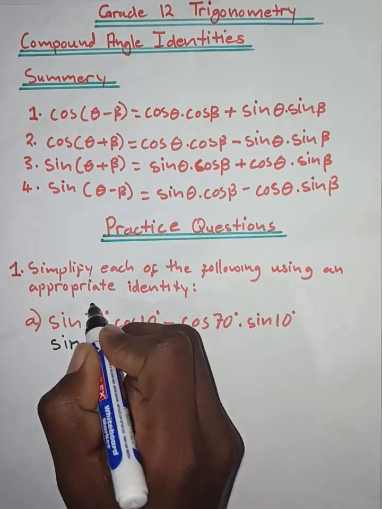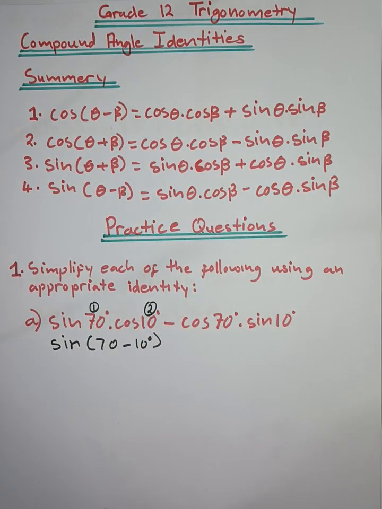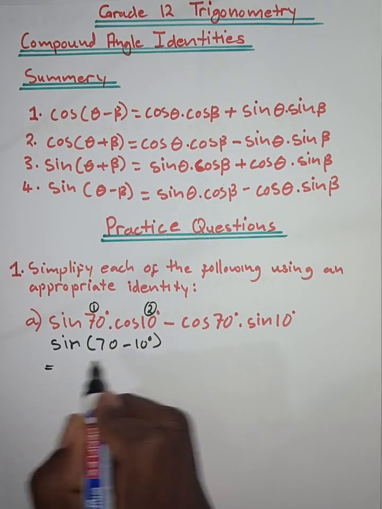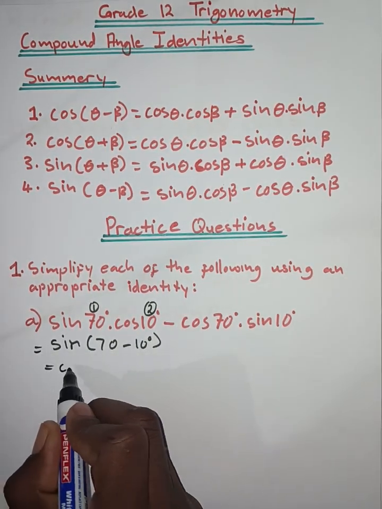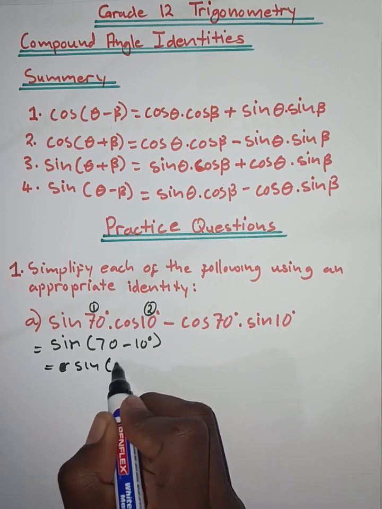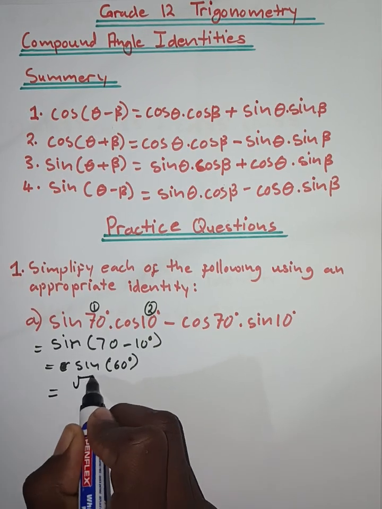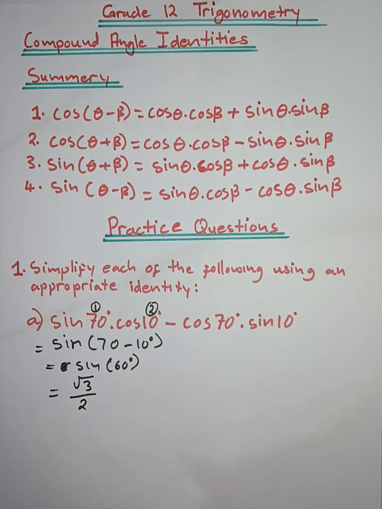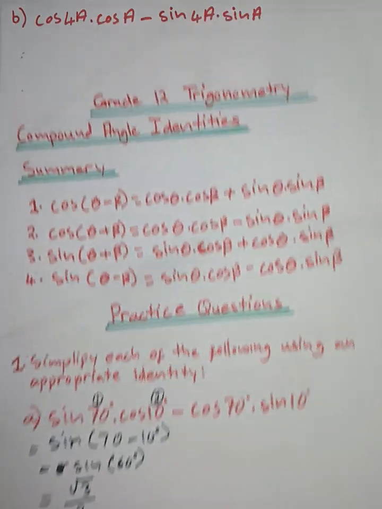This would be the first angle and this would be the second angle. To simplify further, you would have sine of 60 degrees, and we know that sine of 60 is root 3 over 2. So that's how you would simplify that. Let's look at the next one.